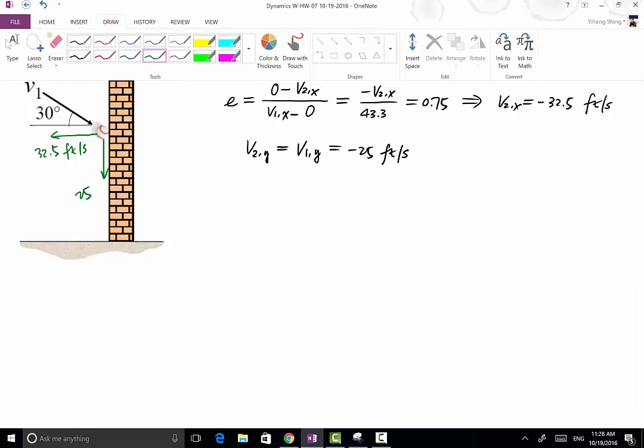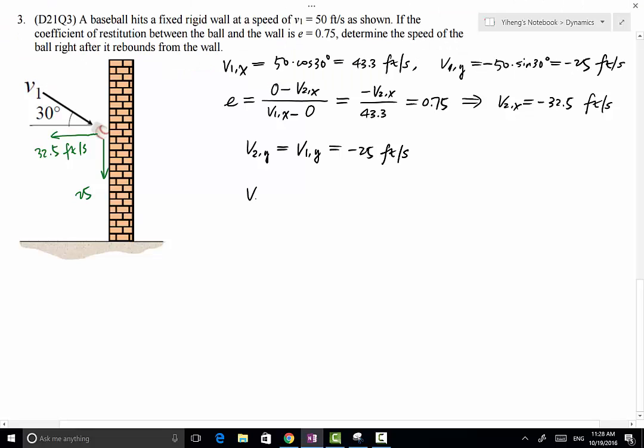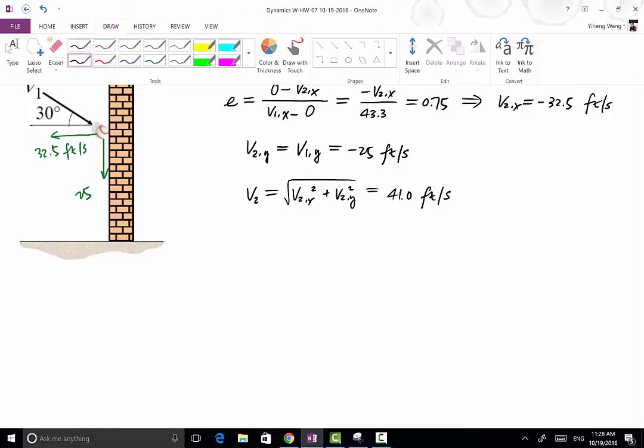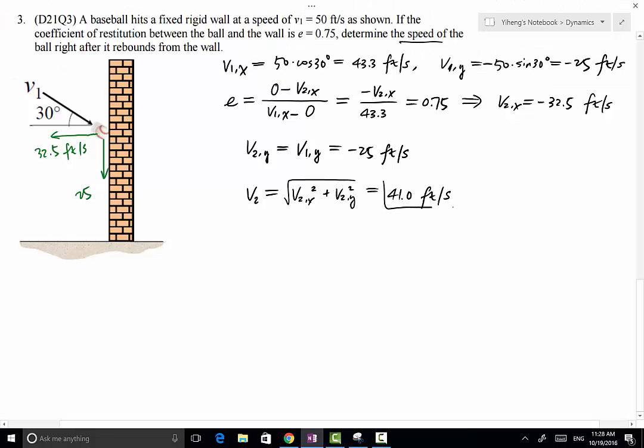As a result, the magnitude of the velocity of the baseball after collision, which is the speed of the ball after it rebounds from the wall, equals the square root of v2x squared plus v2y squared, and that equals 41.0 in the unit of foot per second.